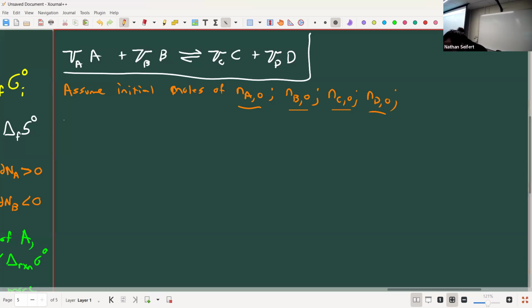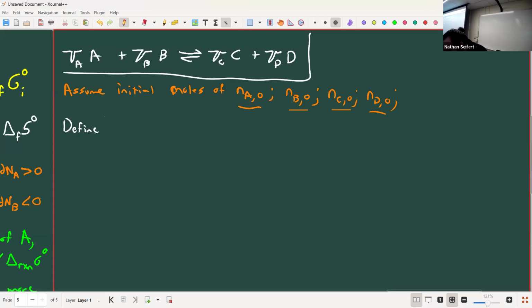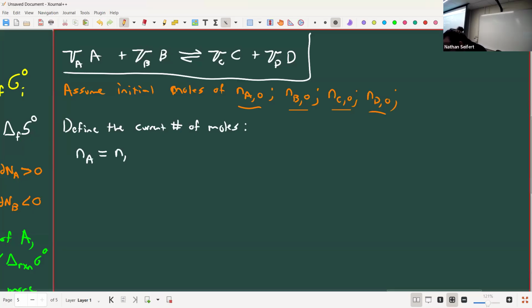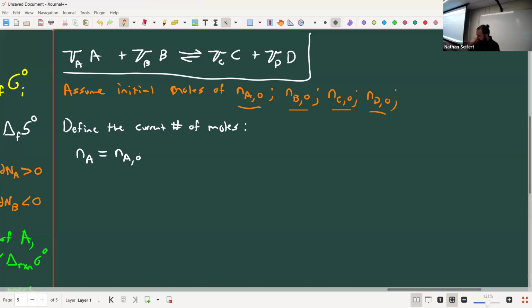Right? And then what I'm going to do is define the current number of moles, which we'll call N sub A. And that's going to start at N sub A,0. That's our initial condition. And of course, if these are reactants, as the reaction continues, we should be losing them. So every time the reaction steps, we lose some number of moles. How many mole equivalents of A do we lose per step of the reaction? We lose mu A.